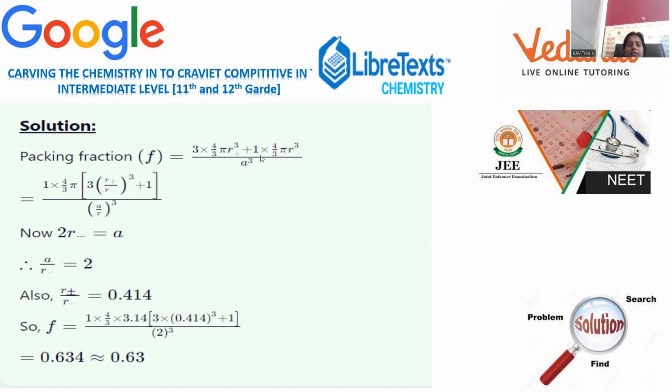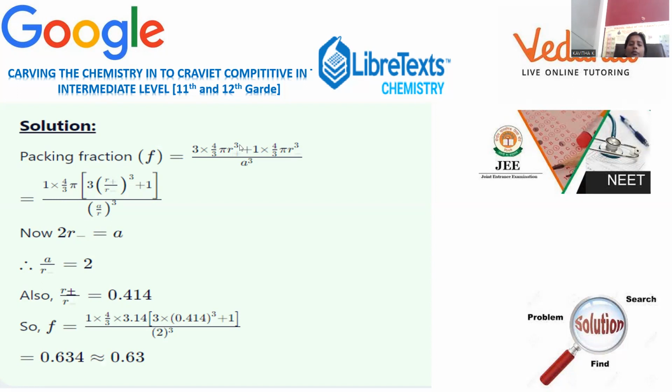Here you are taking 4 by 3 pi as the common for both the terms. For both the sides you are taking 4 by 3 pi as the common thing. So if 4 by 3 pi is taken out, what happens? 3 into r plus cube is left here. Here only 1 into a cube will be present.